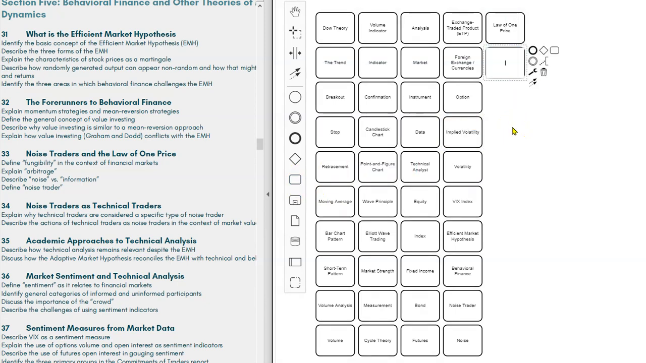Academic approaches to technical analysis. We haven't actually typed in the word technical analysis, so let's do that. There we go. Market sentiment, we're down here on 36. If you're just joining us or you fast forwarded, when I say market sentiment, you repeat either verbally or in your head market sentiment. Don't just check out and listen to me talk. Actively speak it, and that's how you'll get better.